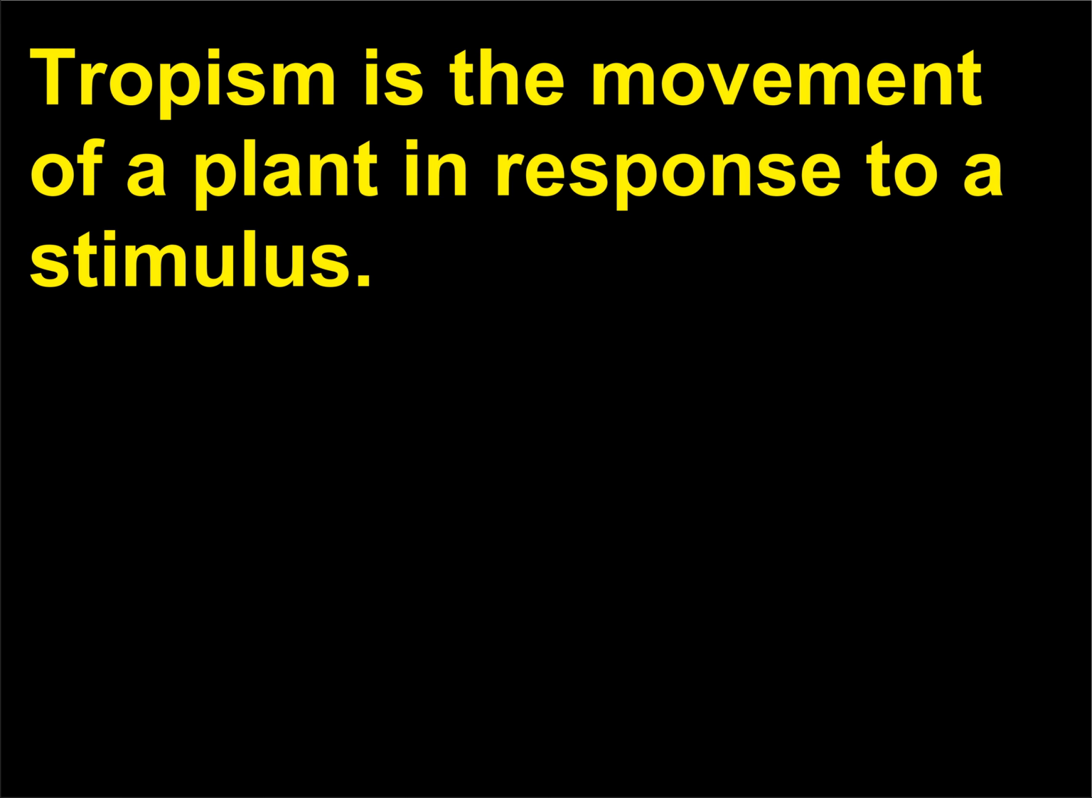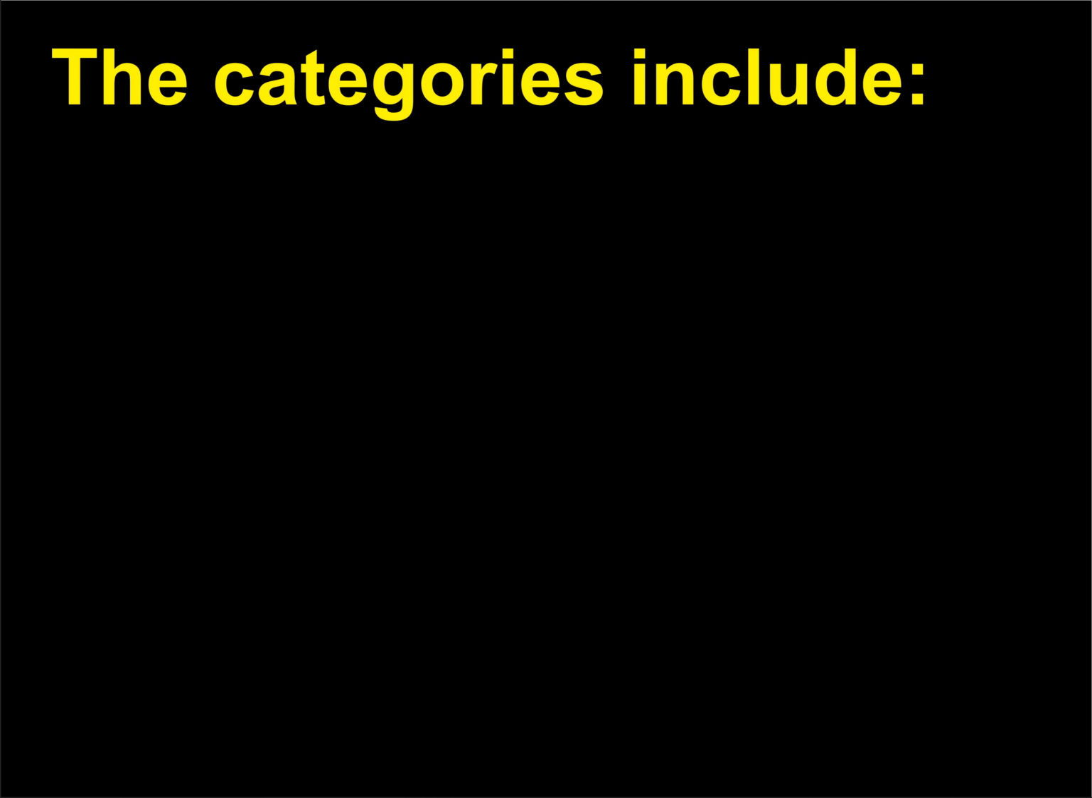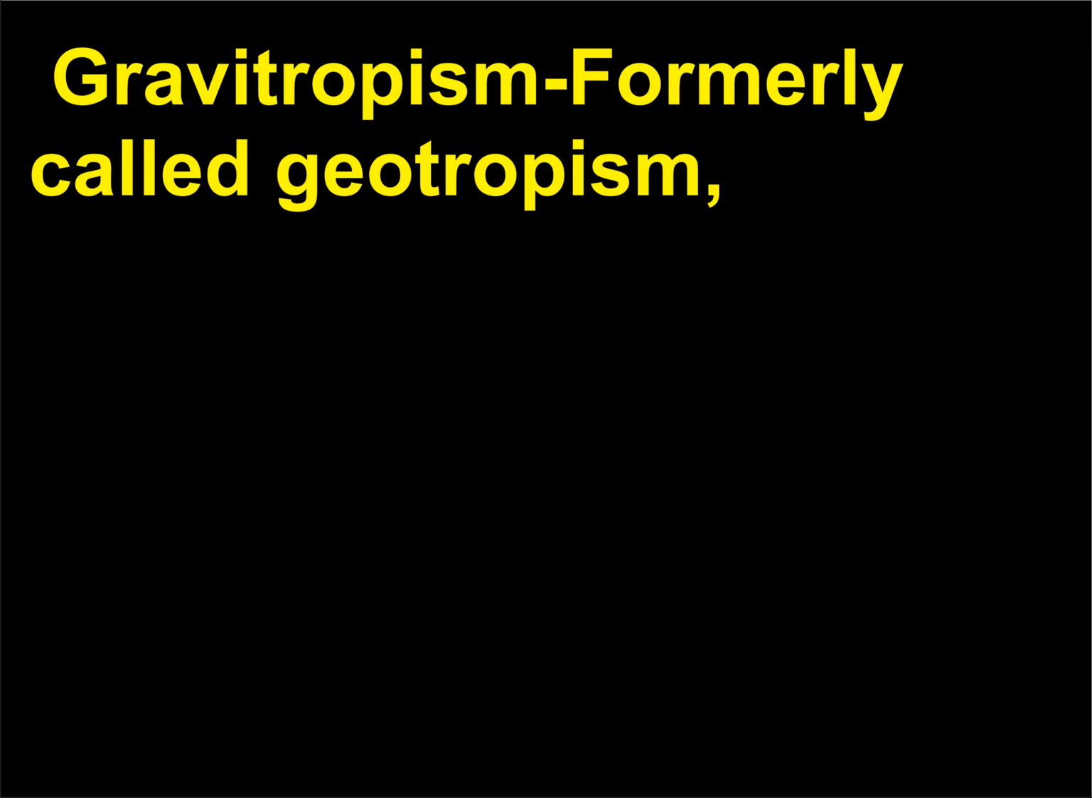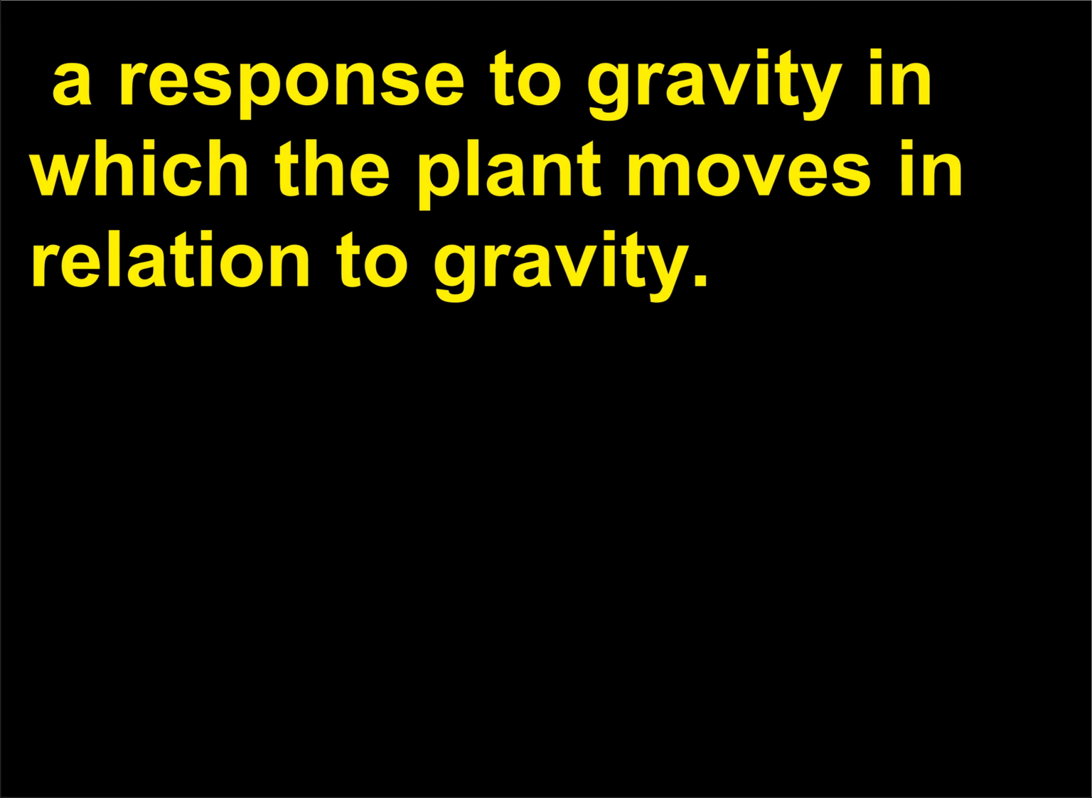What is tropism? Tropism is the movement of a plant in response to a stimulus. The categories include chemotropism, a response to chemicals by plants in which uncurling of leaves may occur. Gravitropism, formerly called geotropism, a response to gravity in which the plant moves in relation to gravity.